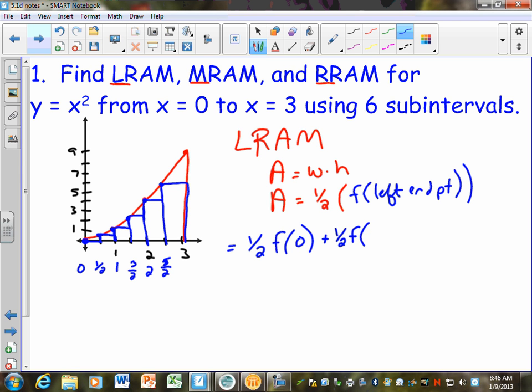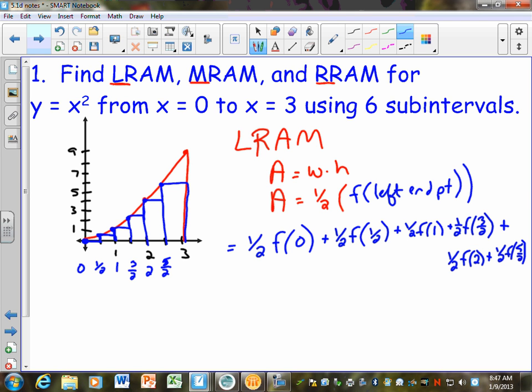So I have 1/2 times F of 1/2. That would be the area of my second rectangle. Plus 1/2 times F of 1. Totally going to run out of room. Plus 1/2 times F of 3/2. Plus, I'm going to come down here, 1/2 times F of 2 plus 1/2 times F of 5/2.